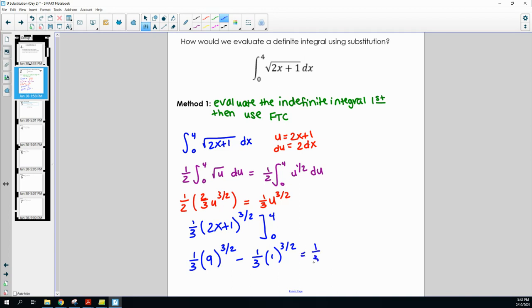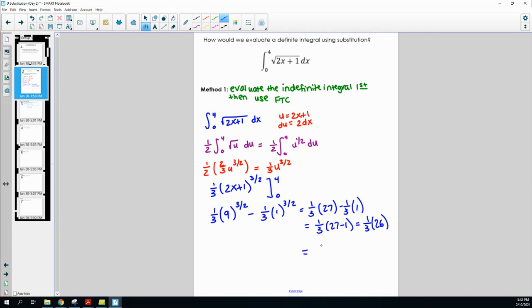So I'm going to get 1/3 times 27 minus 1/3 times 1, which gives me 1/3 times 27 minus 1, which is 1/3 of 26. Sorry, I'm going off the page here. So that is going to be 26/3. Okay, so that would be our final answer, and that's simplified.